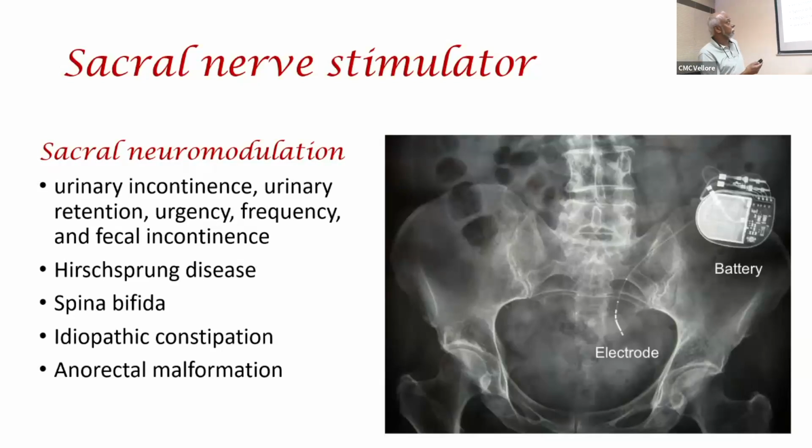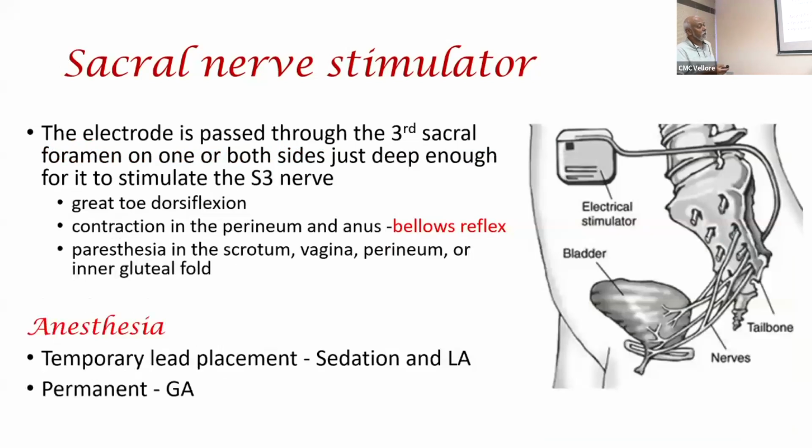And what they do is the patient is lying prone, and they try to find the sacral S3 nerve, find the sacral foramen here, and pass the electrode just enough to stimulate the S3 nerve. And how you know it happens when you stimulate it: there's a great toe dorsiflexion, and contraction in the perineum and anus. This is known as the bellows reflex. The patient complains of paresthesia in the scrotum or vaginal region.